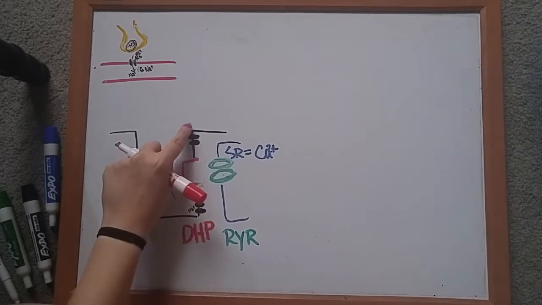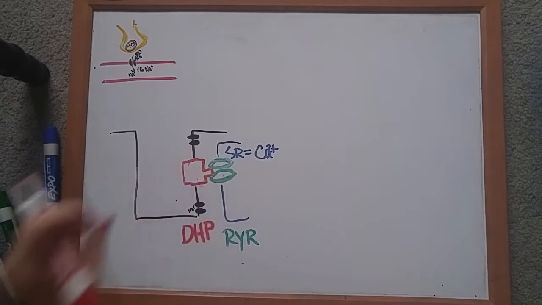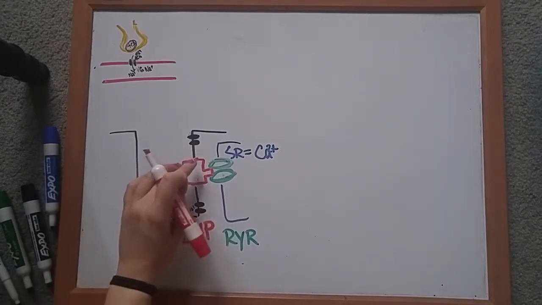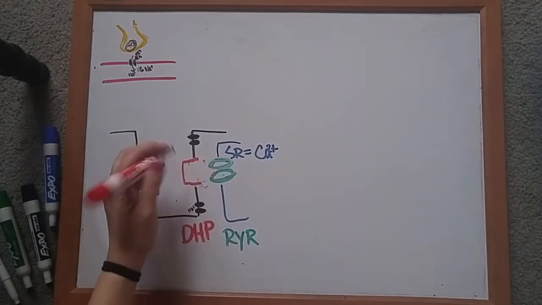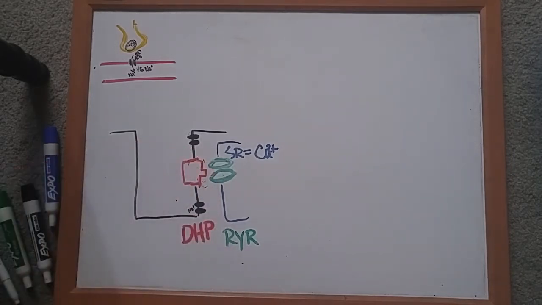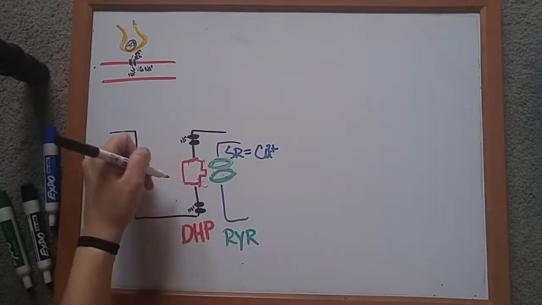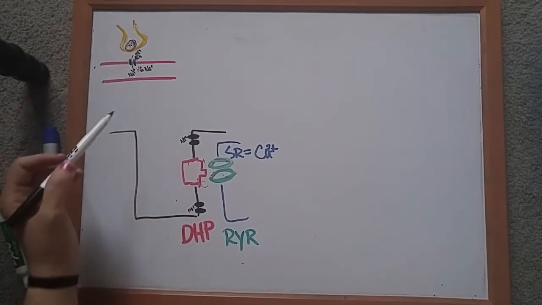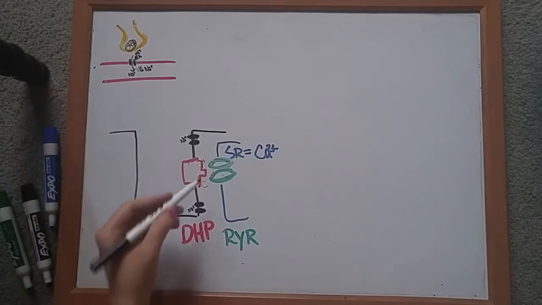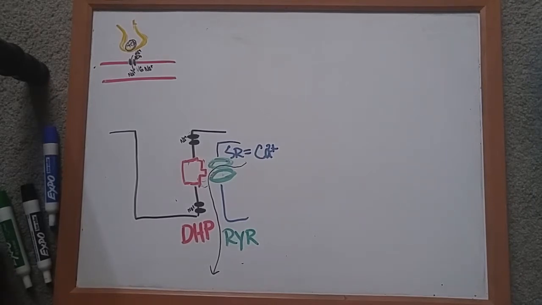If there wasn't any sodium, normally dihydropyridine is plugging up this ryanodine receptor's channels and it can't allow calcium to go through. But when we do have sodium, the membrane is excited, dihydropyridine will move back, and this is all because acetylcholine has bound to this nicotinic acetylcholine receptor. And this is going to allow calcium to flow out of the sarcoplasmic reticulum and into the cell.